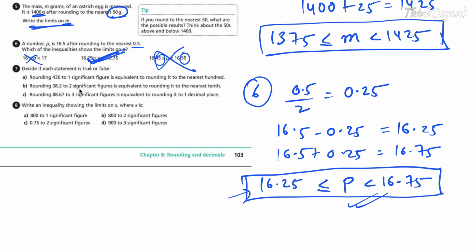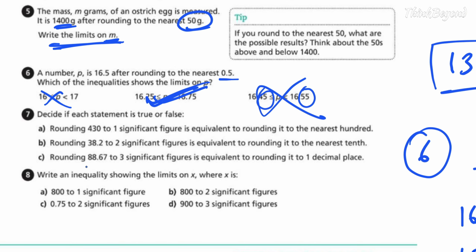Decide if each statement is true or false. Question A says rounding 430 to 1 significant figure is equivalent to rounding to the nearest 100. Think about it. Is it true or not?